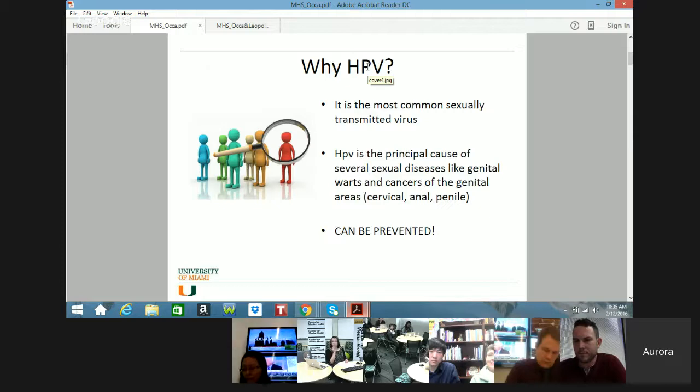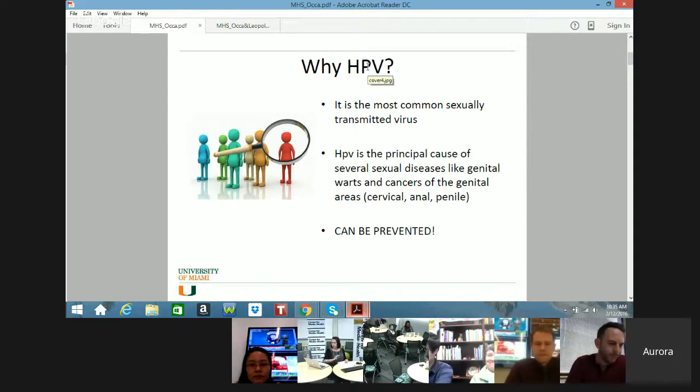HPV is a particularly nasty virus because it's the principal cause of several sexual diseases, from genital warts to cervical cancer, for example, but also penile cancers or anal cancers. Eradicating HPV is particularly difficult for several reasons. First of all, there are different types of HPV virus. Some are innocuous, some are particularly harmful. And people may be infected without even knowing it, or they may see the symptoms several months after the infection. This makes HPV particularly dangerous for the population, but fortunately, it can be prevented.